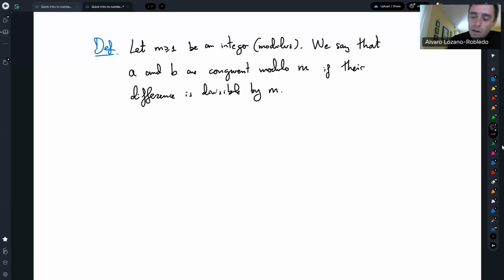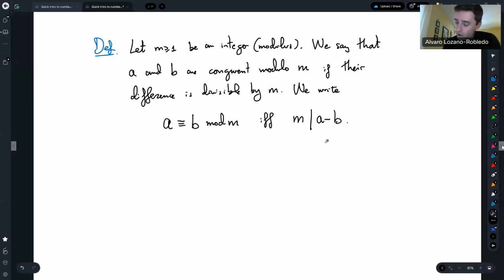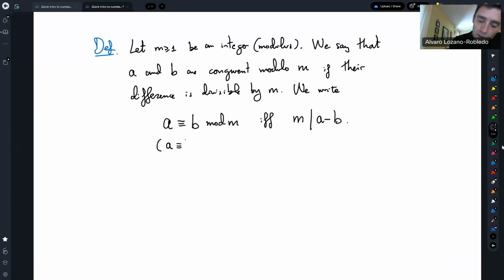In other words, we write the congruence of two numbers: we say that a and b are congruent, with that triple line equality symbol, if and only if their difference is divisible by m. Remember that this bar here means divides. So if a minus b is divisible by m, then we say that a and b are congruent to each other. Sometimes you will see this also written a ≡ b, skipping the mod part, as some authors do.